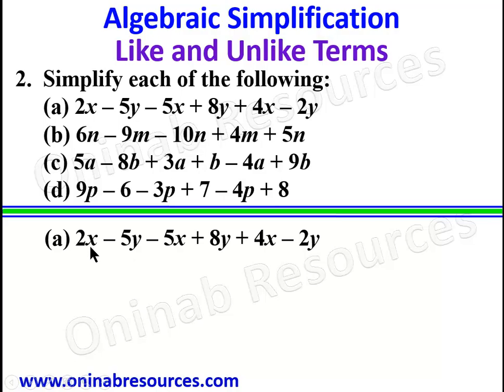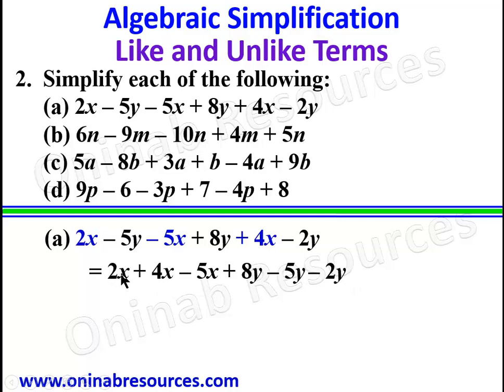So we collect the terms with x first. So these terms with blue color are the terms with x. We group them together, and if we are grouping them together, we have to take the positive terms into consideration first. So we are going to have it as 2x plus 4x, then minus 5x. Then we group the terms with y together. Starting from positive, we are going to have it as 8y minus 5y minus 2y.